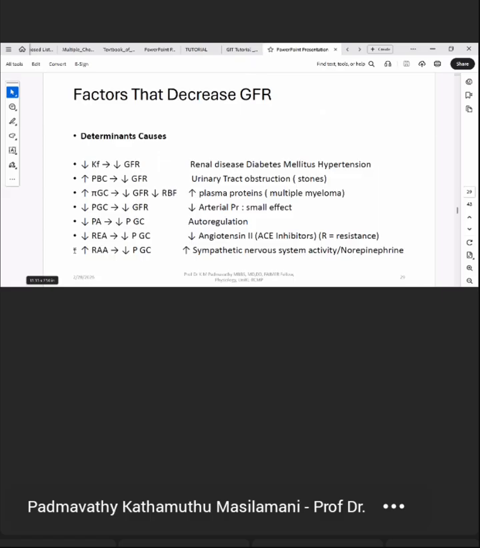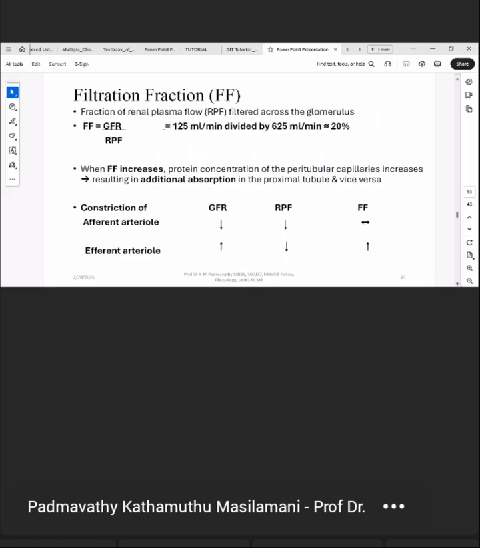So angiotensin 2 will be acting on the efferent arteriole. That means it increases the resistance, so it causes vasoconstriction, so that it decreases the glomerular filtration. So it is very important. Filtration fraction is the ratio of GFR to renal plasma flow.